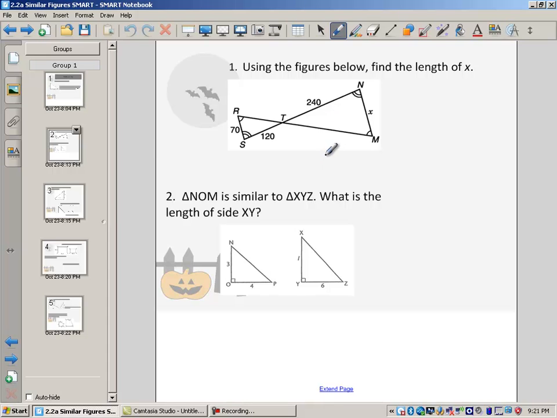There are two ways to solve similar figure problems. One way is to use the scale factor, which is what we learned yesterday, and the other way is to use a proportion. You're going to see both ways as we go through these notes today.